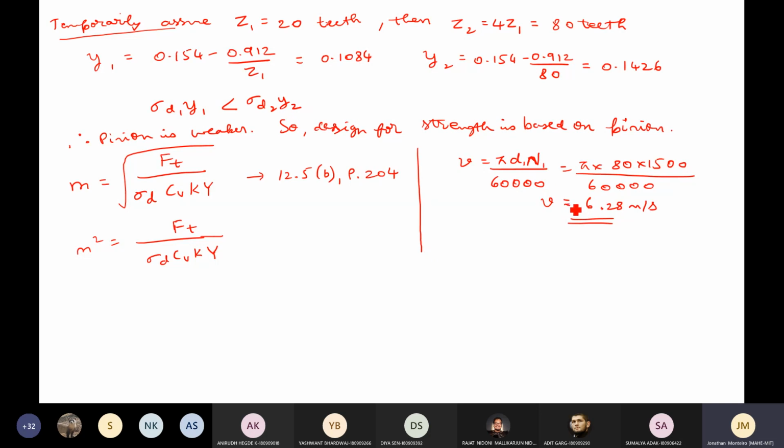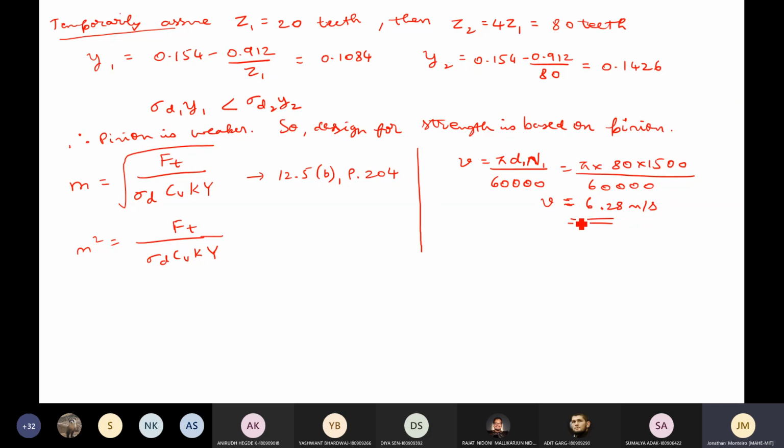And this V value, once set, will not change. It is not like the previous problem where the diameter keeps changing and you have to recalculate V every time, because here the diameter is already set. So there is one set of diameter that you have to work with. So velocity is equal to 6.28 meters per second.